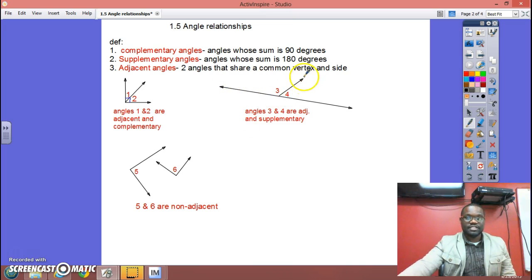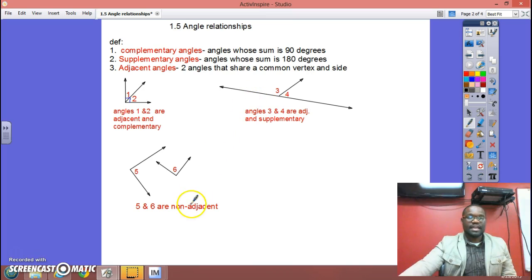Now, angles 3 and 4 are adjacent and supplementary. That means they share the same side and the same vertex right here. That doesn't have a point there, but it's a vertex right there. They're adjacent and they're supplementary. They add up to be 180 degrees. How do I know that? Because it's a straight line. Anytime we see that, we can say that.